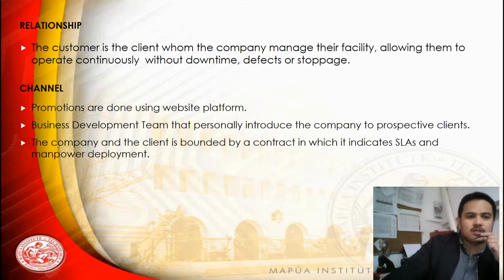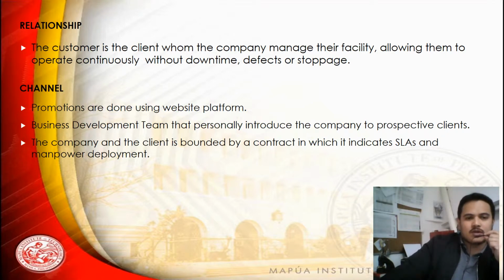Next is the relationship to the customer. The customer is the client whose facility the company manages, allowing them to operate continuously without downtime, defects, or stoppage. Next is the channel, how the company promotes the service and how the company interacts with the client.